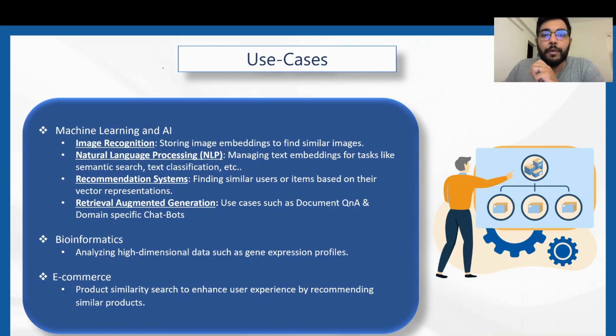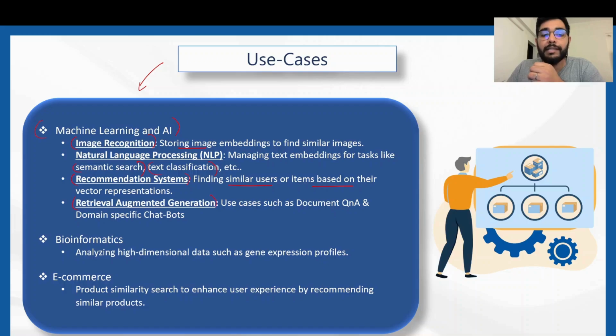Now let's discuss some of the most prominent use cases of vector DBs, starting off with their applications in machine learning and artificial intelligence. They are used in image recognition for storing image embeddings to find similar images. They can also be used in natural language processing for tasks such as semantic search or text classification. They're also used in recommendation systems to find similar users or items based on their vector representations. Like in OTT, that is Netflix or Amazon Prime, they suggest similar kinds of movies.